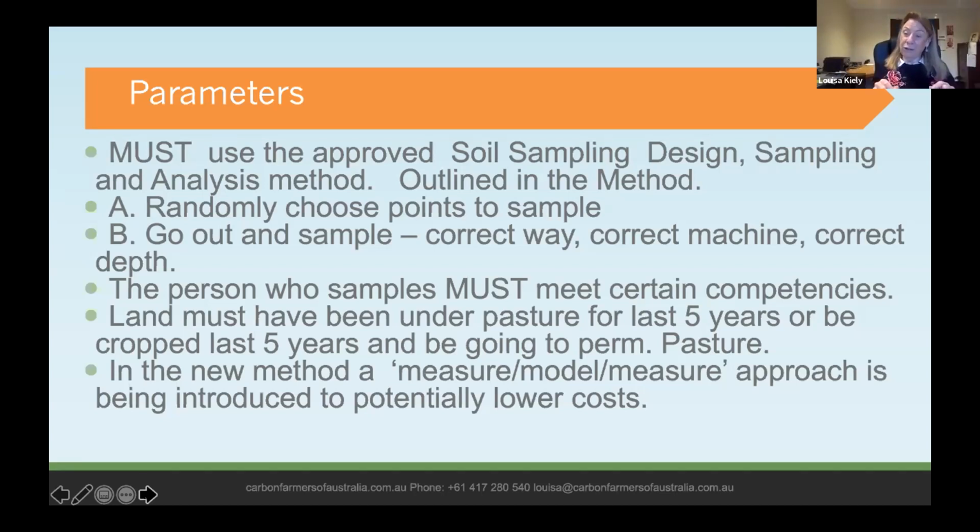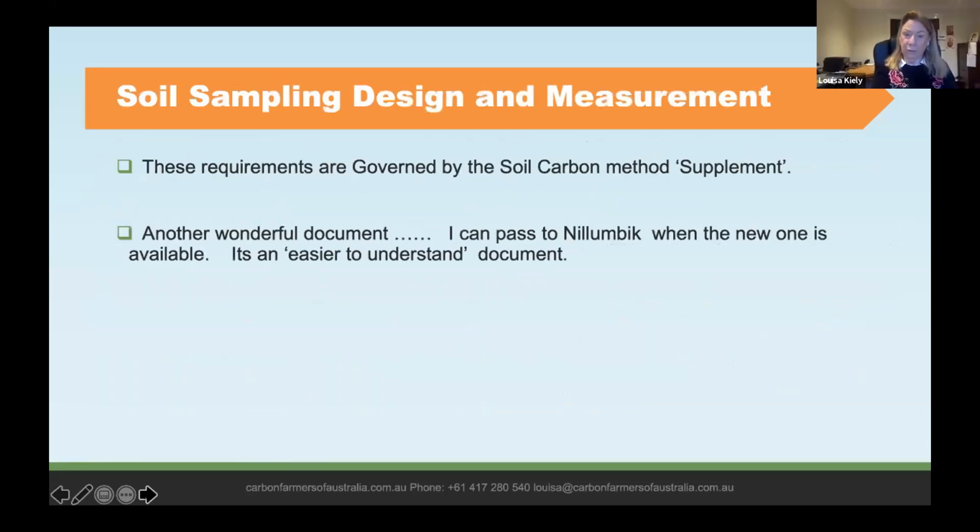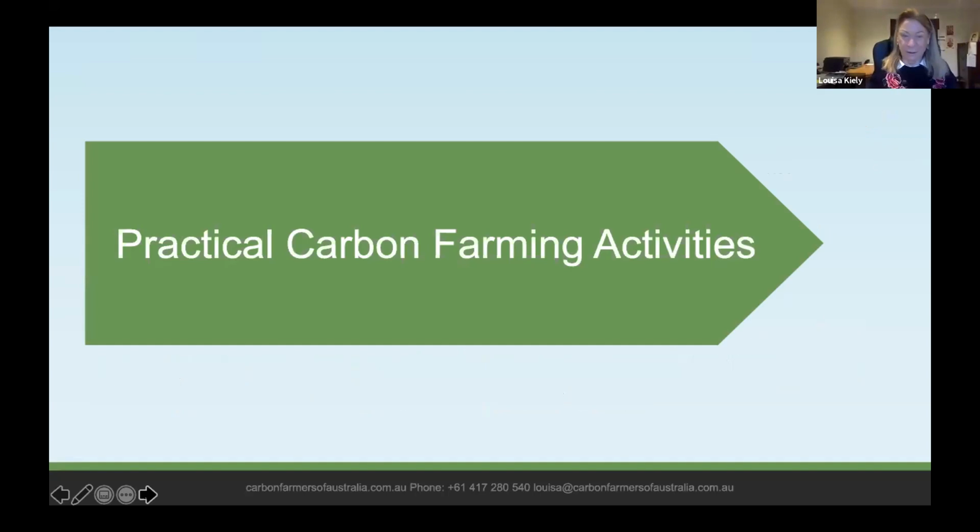So what the government is trying to do in this next iteration is allow a measure, model, measure approach. That is coming through at an industry level, not at a farmer level, but ultimately it will benefit all farmers that want to do this. When a method comes out, there is the method, which is law, and then there is an explanatory statement or a supplement, which has more readable English in it. So as per what we were saying the other day.